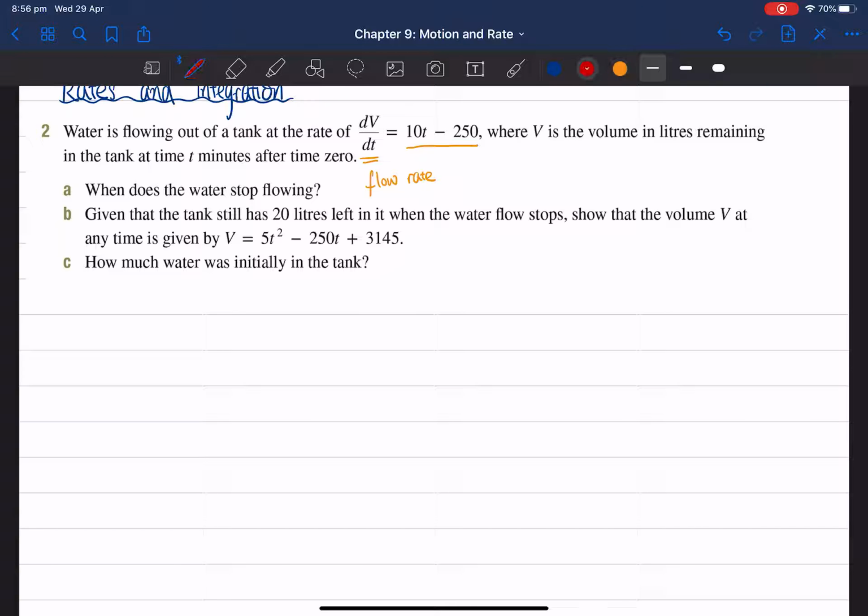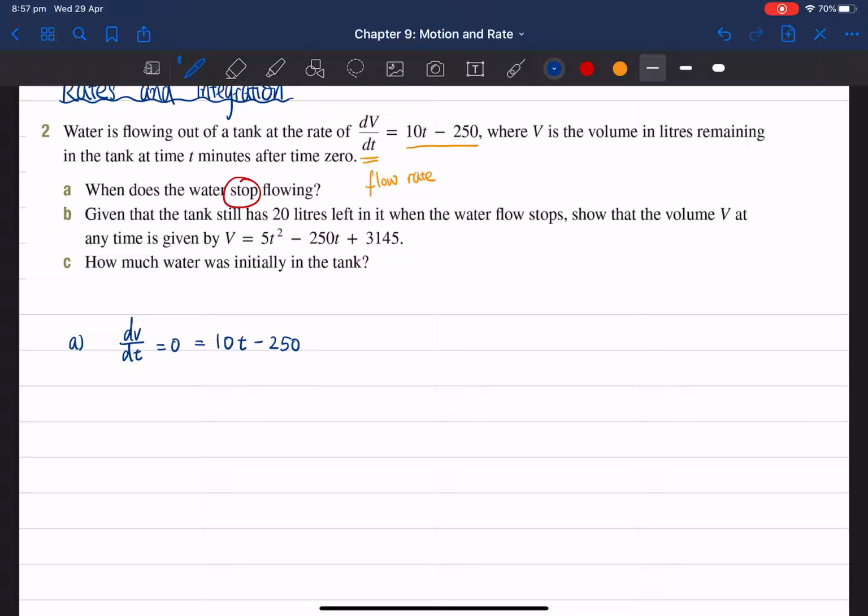Now, the word stop means there is no movement, alright? So that just means that dv over dt is equal to 0. There's no flow rate, the flow rate is equivalent to 0. And the question asks you when, so basically the first question is really easy to understand. We let dv over dt equal 0, and we basically solve an equation here.